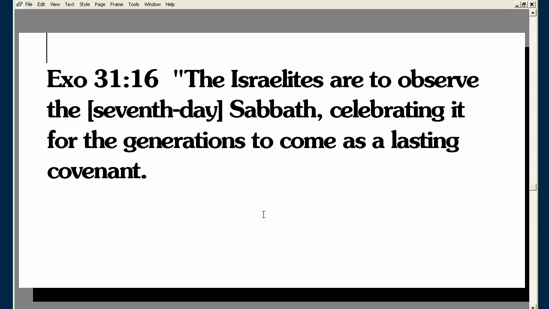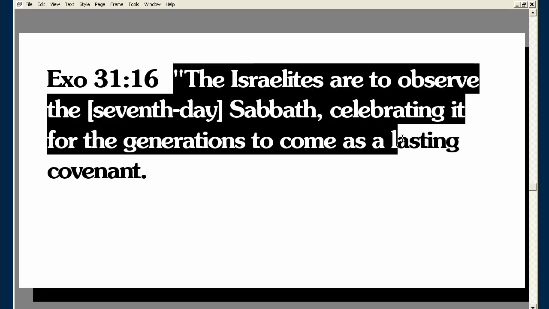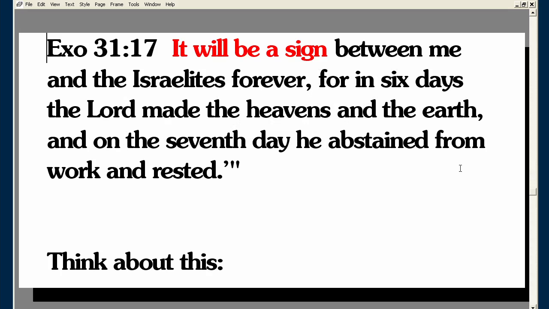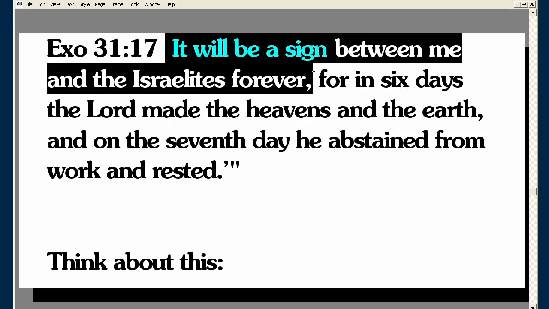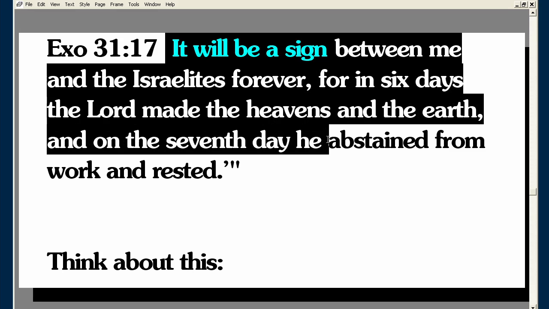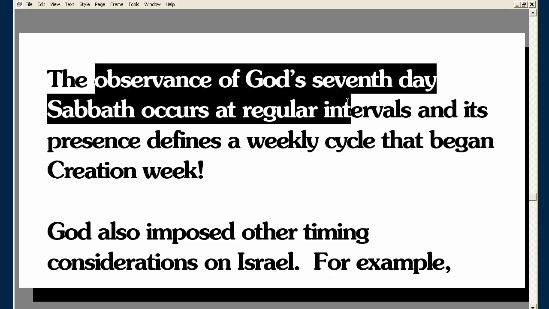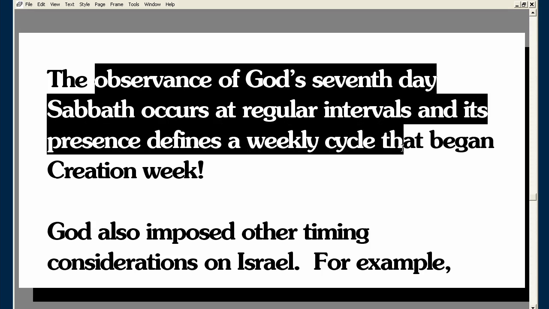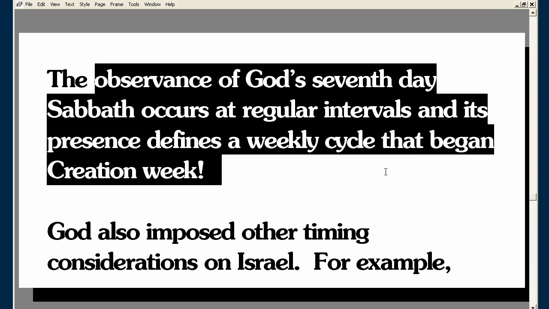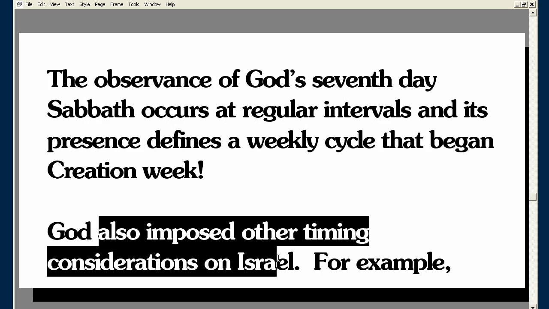Shortly after the Exodus, God said to Israel, Exodus 31:16, "The Israelites are to observe the 7th-day Sabbath, celebrating it for the generations to come as a lasting covenant. Verse 17, "It will be a sign between me and the Israelites forever. For in 6 days the Lord made the heavens and the earth, and on the 7th day he abstained from work and rested." Think about this. The observance of God's seventh-day Sabbath occurs at regular intervals, and its presence defines a weekly cycle that began at creation week.